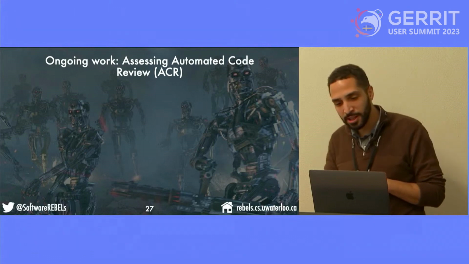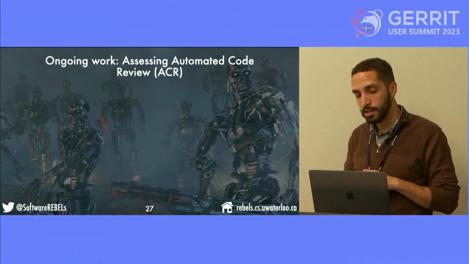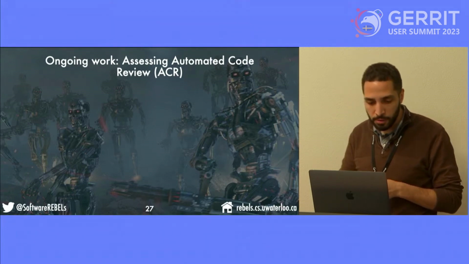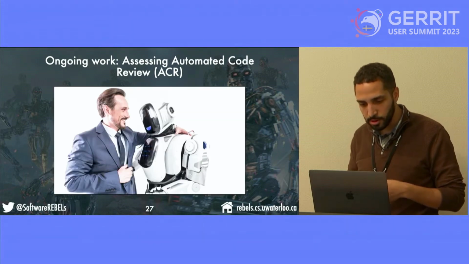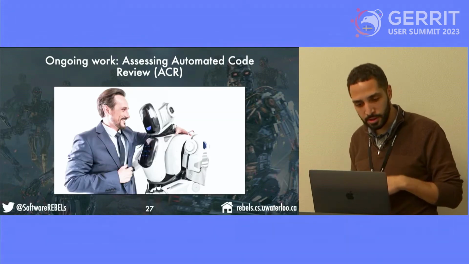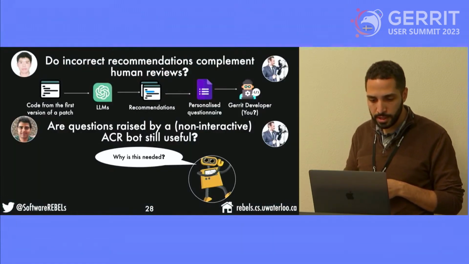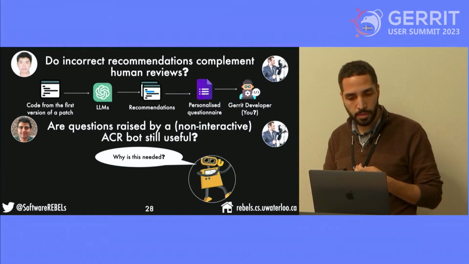So lately we've been working a lot on automated code review. So kind of the AI takeover is here, right? And hopefully it's not going to be like the Terminator series. It'll look more like this, where humans and bots are working together. And there are two ways that we're trying to enhance studies of automated code review in my group.